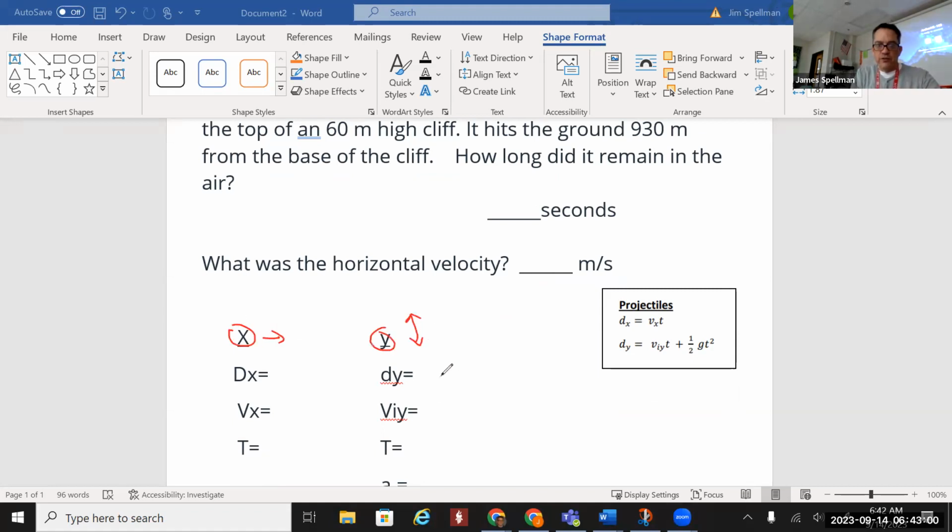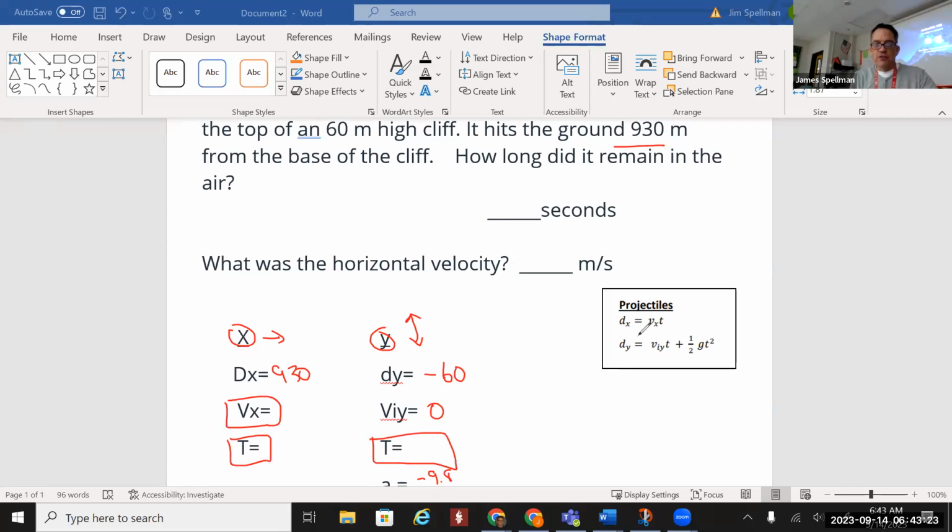So the height of the cliff is going to be 60, and it's going to fall 60 meters. And it's going to hit the ground 930 meters from the cliff. That's going to be our side to side distance. So we're trying to answer a couple of questions. We're trying to figure out how long did it take and what was the velocity. Again, over here, we got some numbers. We know the initial velocity is 0. The acceleration that's kind of covered up is negative 9.8.